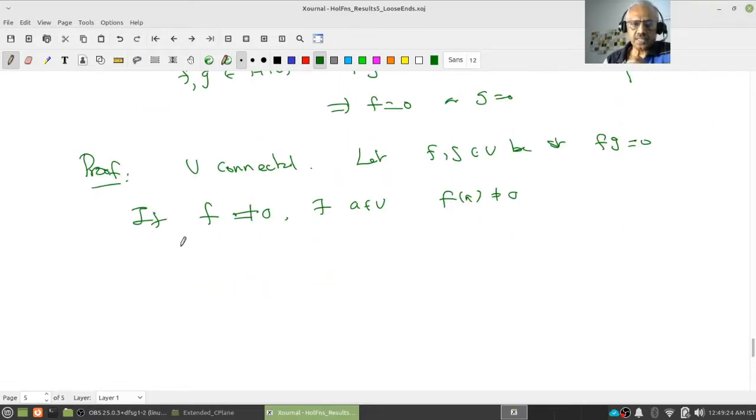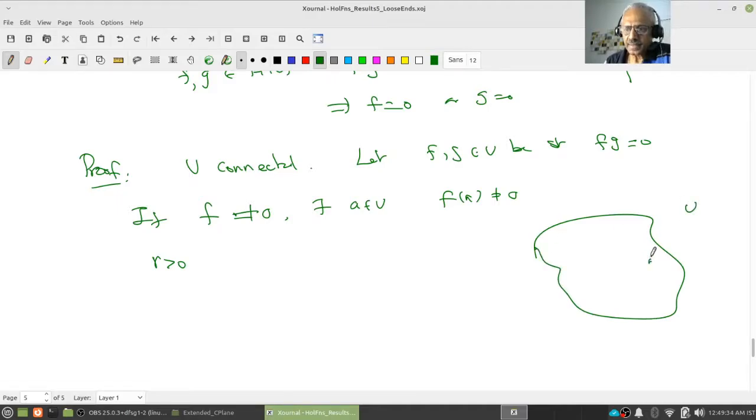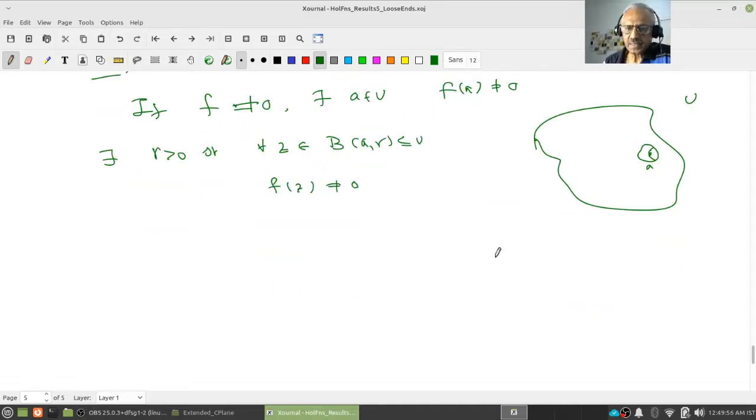And now remember, f is holomorphic, therefore f is continuous, right? Therefore there is an R positive so that, this is my U and this is my a, and f(a) is not 0, then I can find an R so that f is non-zero on B(a,R). So there is R positive so that for every z in B(a,R), which is contained in U, f(z) is non-zero. This you know how to prove; it is all ordinary continuity from real analysis, topology, metric spaces.